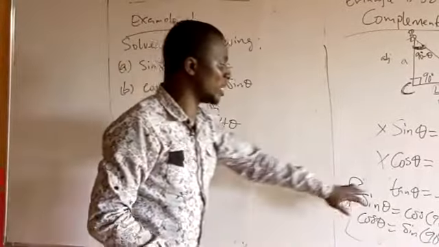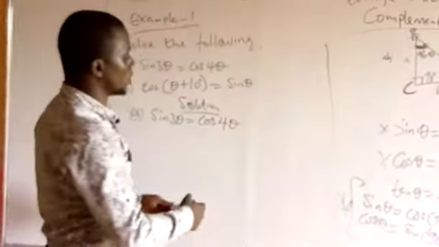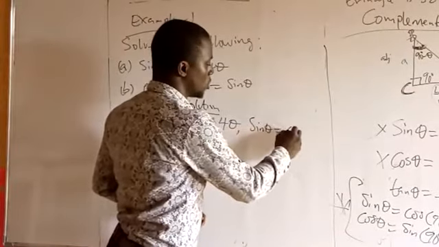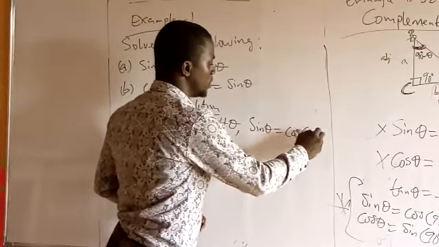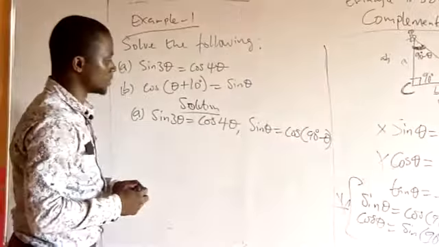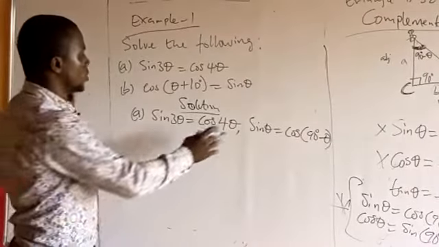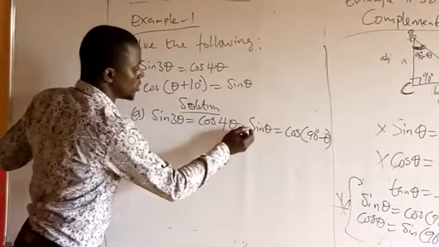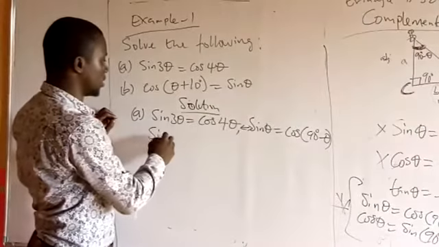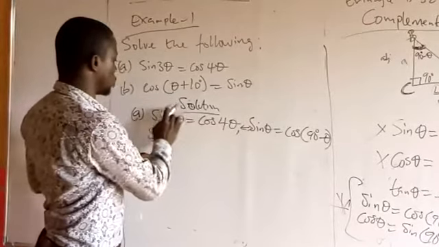Now, you are going to compare this to any of these formulas. If you want to use sine, use sine. If you want to use cos theta, use cos theta. So it depends on you. So let's just take sine theta equals cos bracket 90 degrees minus theta. Now, comparing this to this, I want to compare both of them.